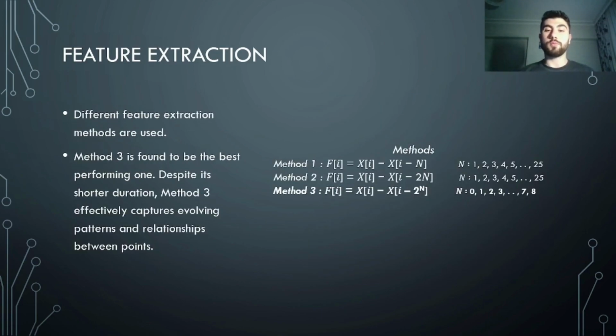There are three methods for feature extraction. Method 3 was used because it was the best performing method among them and increases the estimation by looking exponentially backwards.